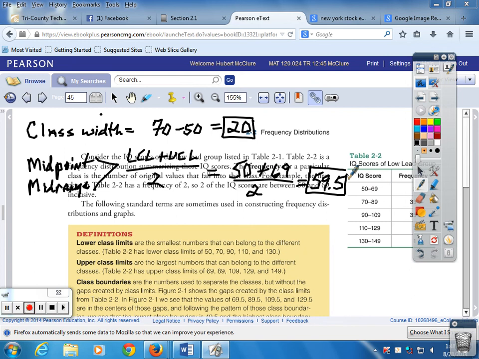Now, what about the boundaries? The boundaries are real simple. Do we have whole numbers here? So just find your first one. What is right before 50? 49, but you can't do 49 because that's a whole number, so you have to go to the tenths: 49.5. Then add your class width. What's the next one? 69.5, 89.5, 109.5, 129.5, 149.5. And that's how you find your boundaries. Capiche?